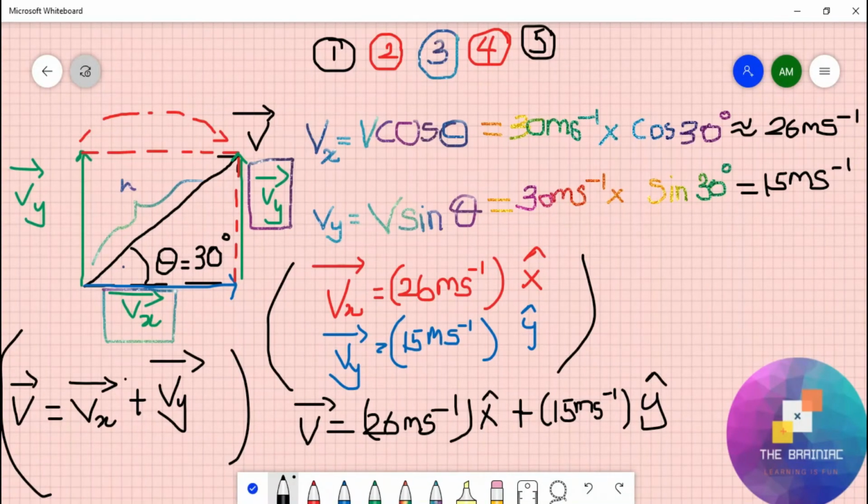So that's the end of this video. In this video, as a recap, what we saw was how to find the components of a vector in 5 simple easy steps.